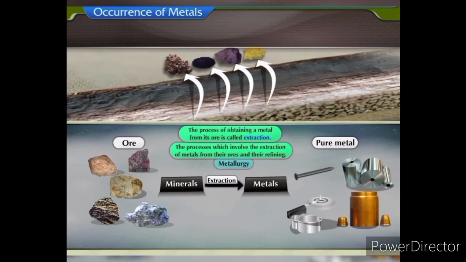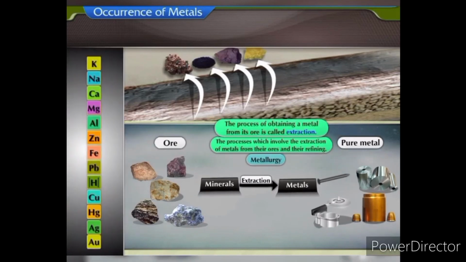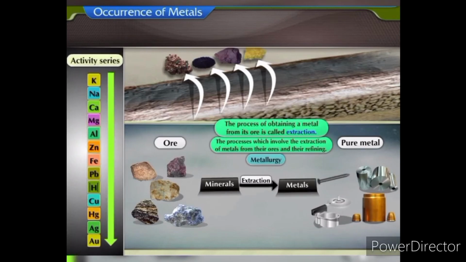The processes used for the extraction of metals depend upon their reactivity. Metals can be arranged in the order of their decreasing reactivity. Such an arrangement is called the activity series.